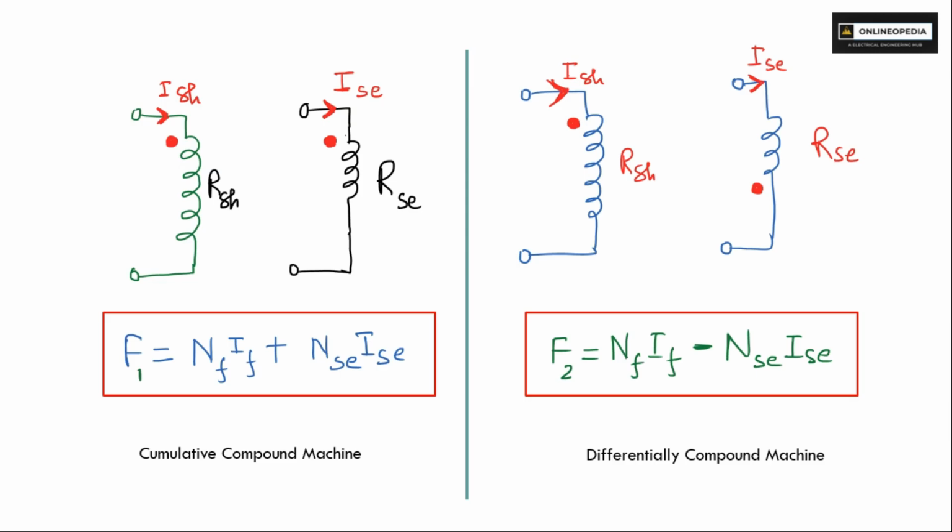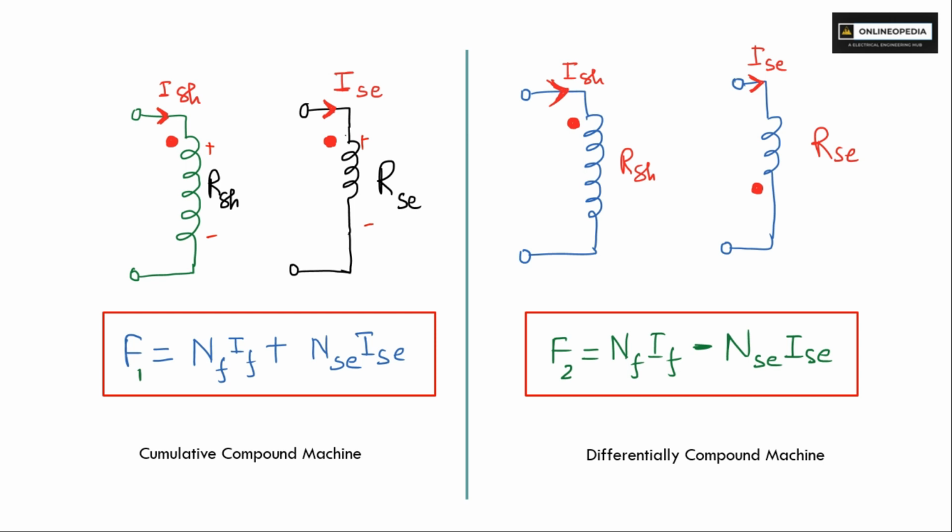So this is your shunt field winding and this is your series field winding. Now this is your shunt current and this is your series current. This is your dot polarity, or you can say this is the positive terminal, this is the negative terminal. If the shunt current is entering the polarity, the same way the series current is entering the polarity.